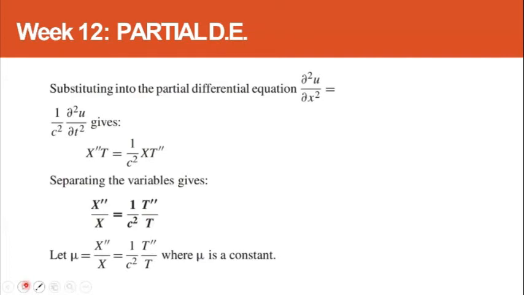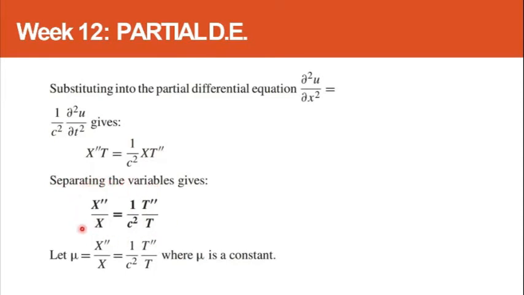Ayan. So, isa-substitute lang natin based din sa given natin kanina or yung mga formulas natin na binigay kanina. So, we have here the substituting into the partial differential equation for the second derivative. Again, yung formula natin for the second derivative of the wave equation is 1 over c squared, second derivative of u over t. So, we have here yung second derivative of X times T is equal to 1 over c squared times X times yung second derivative of T. And then, separate natin yung variable natin. Ito na yung magiging formula natin.